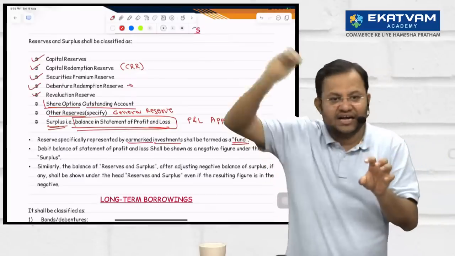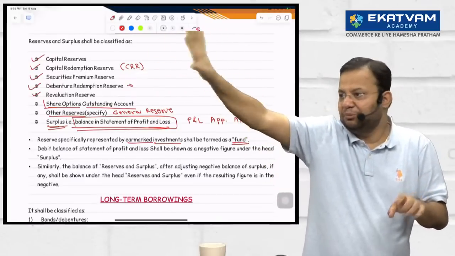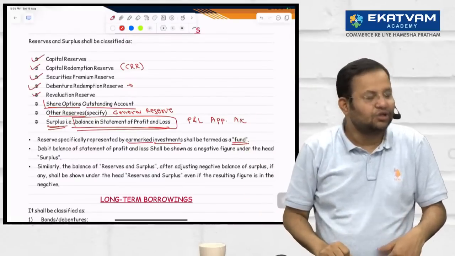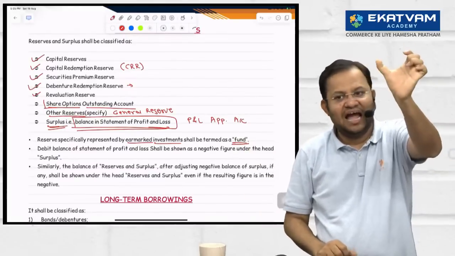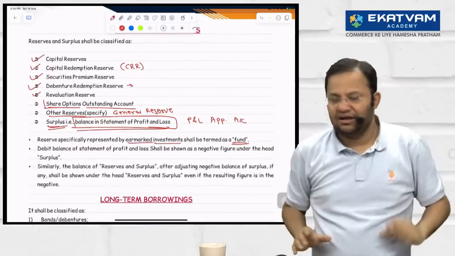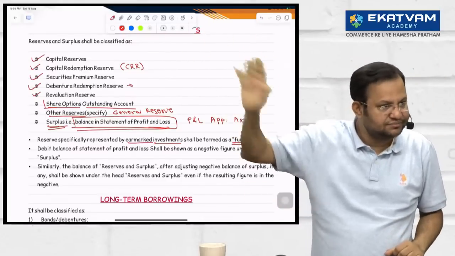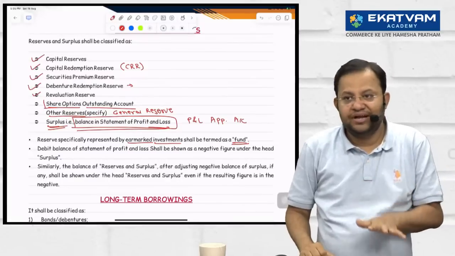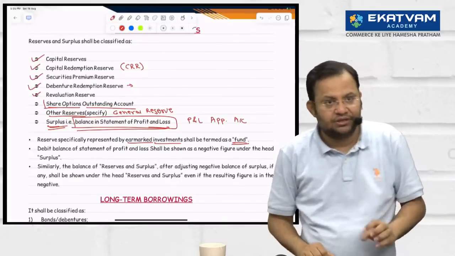And against that, we have owned a fixed deposit, or we have made a government security investment. So we'll call it a building fund 10 lakh, investment 10 lakh. Investment will be on the asset side. This was covered in the CA Foundation NPO chapter.